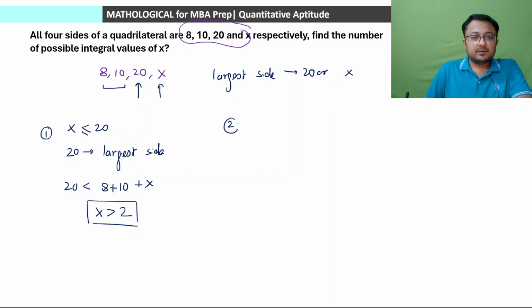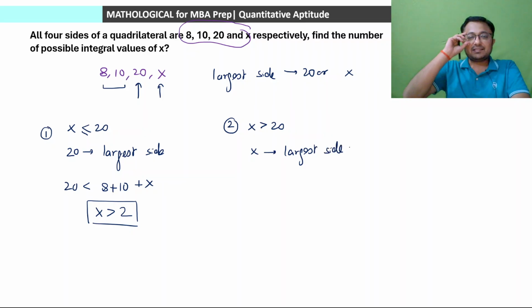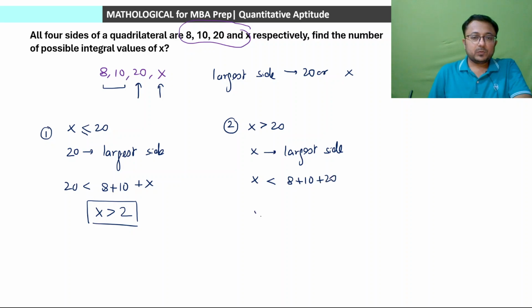Second condition, when x is greater than 20, then x will be the largest side. In that case, x should be less than 8 plus 10 plus 20. So x should be less than 38. Which implies that x should be greater than 2 but less than 38.